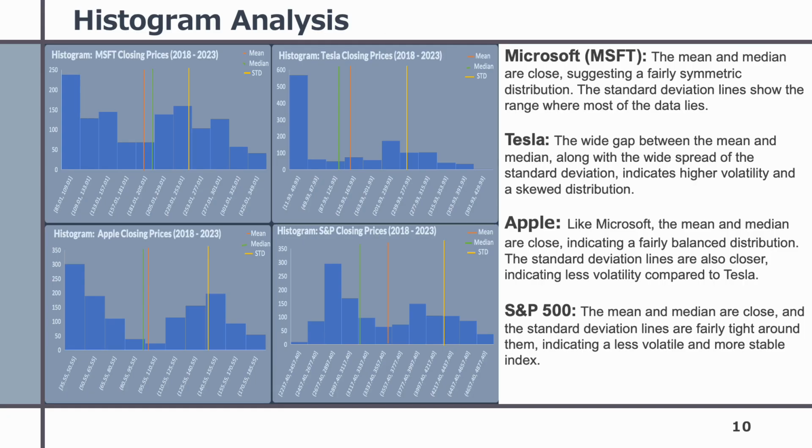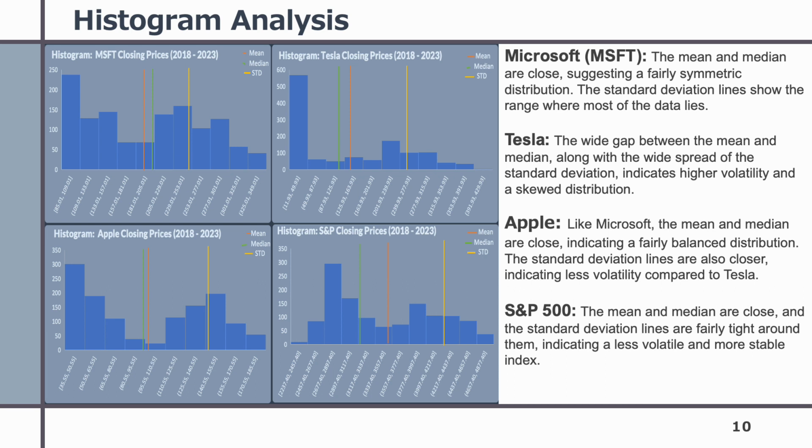I've got a histogram here with the mean, median, and STD inside the histogram to get a clear visualization of the analysis. Looking at Microsoft, the mean and the median are close, suggesting a fairly symmetric distribution. The STD lines show the range where most of the data lies.